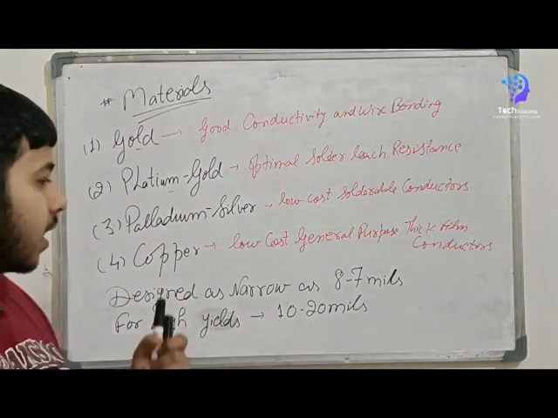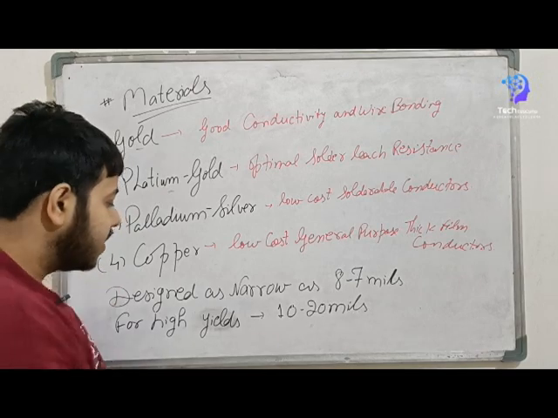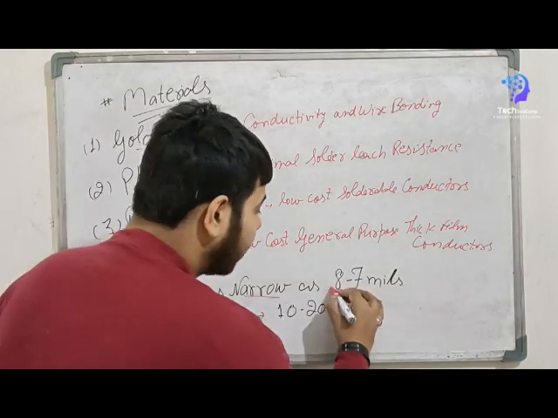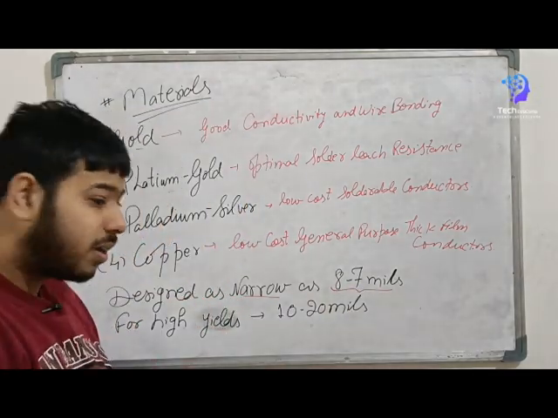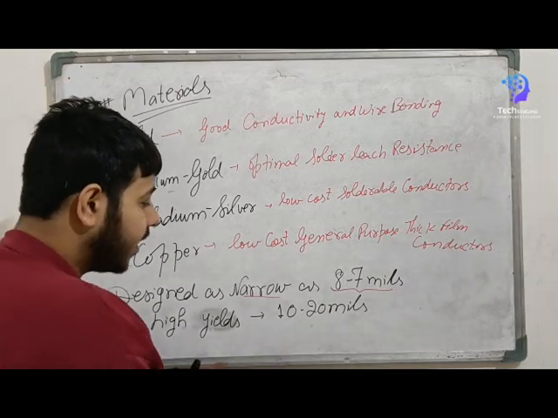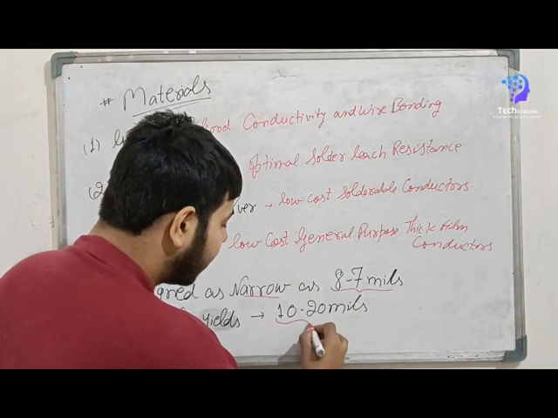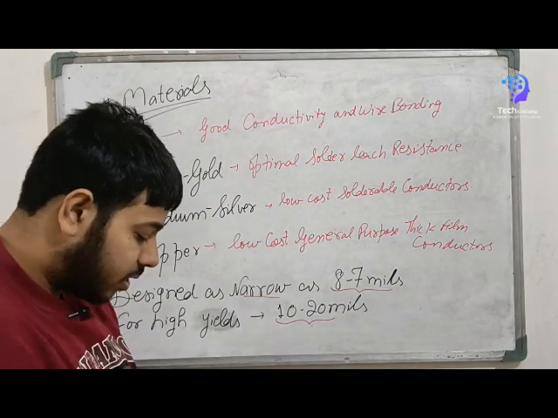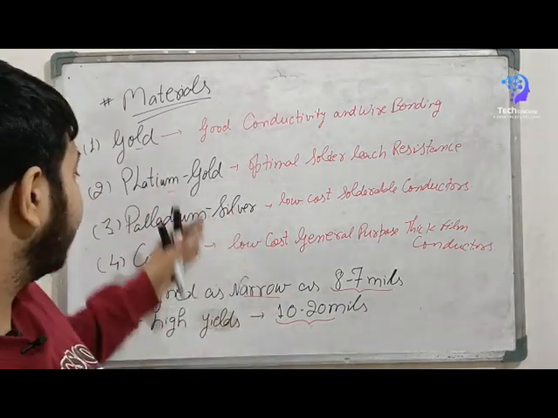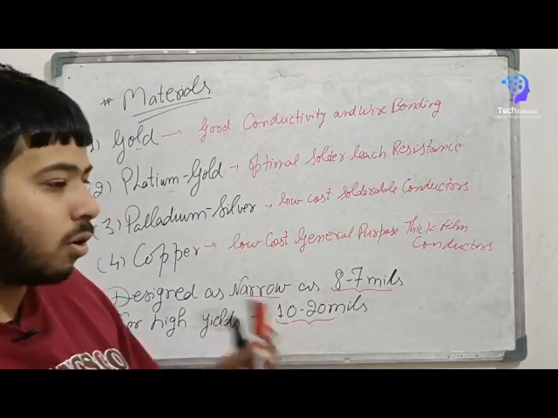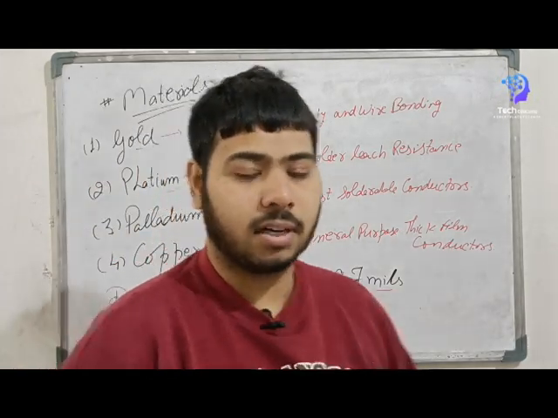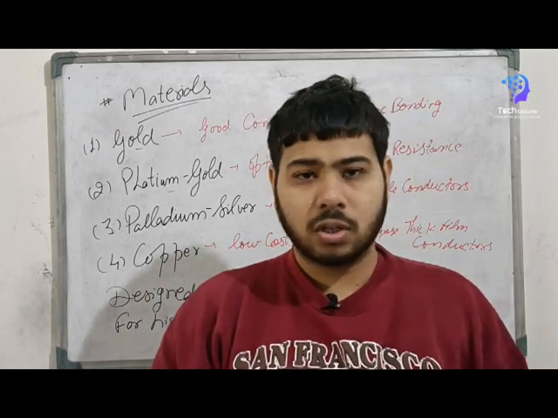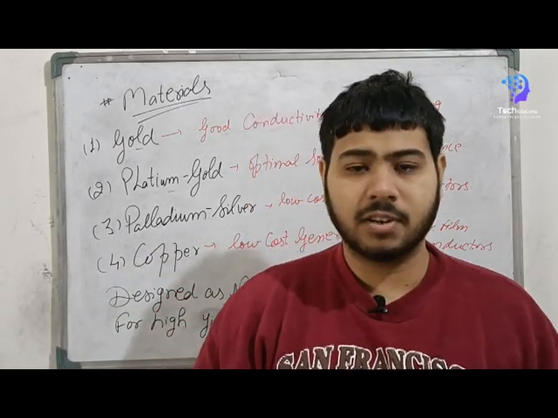Now these conductors can be designed as narrow as 8 to 7 mils, but for higher yields they can be designed around 10 to 20 mils. So these are the values in which the conductors are designed. So these are the materials of which the thick film microconductors are designed. Now let's move further.